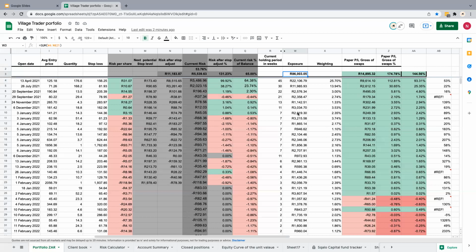If this whole thing goes to zero, if everything goes to zero, I'm down 86,000 rand, right? Hopefully it won't. It won't, because this could only happen if it goes straight to zero from what it is right now.